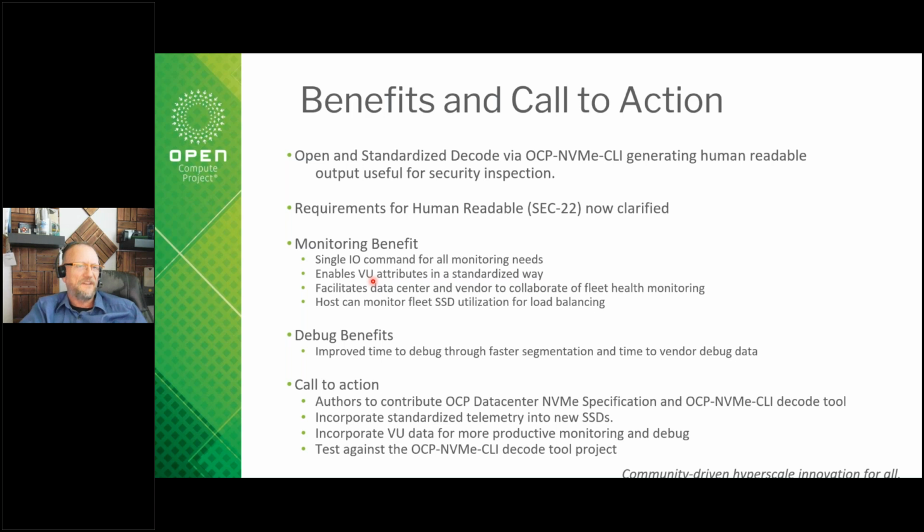It facilitates the data center and vendor to collaborate on fleet health monitoring, and not one size fits all monitoring, but allows specific architectural elements of a vendor's architecture to also be included in that health monitoring. I think this is going to be powerful. And then finally, the host can monitor their fleet utilization for load balancing purposes, and there are several standardized statistics in the spec to help with that. For debug, obviously it improves time to debug, faster segmentation, and time for vendor to get this data. And this is going to be a big deal, this faster turnaround time around debug.